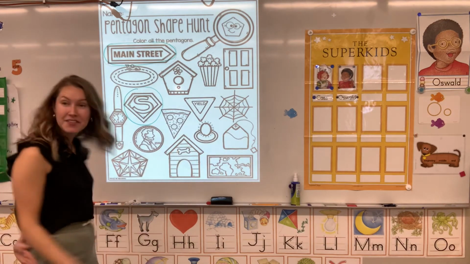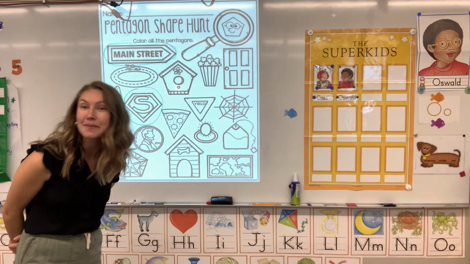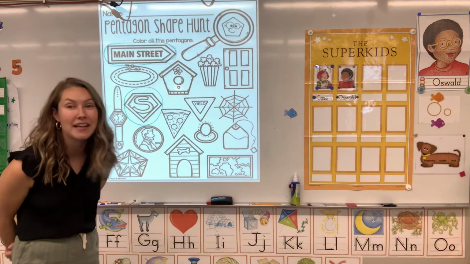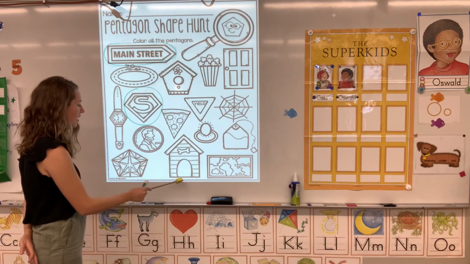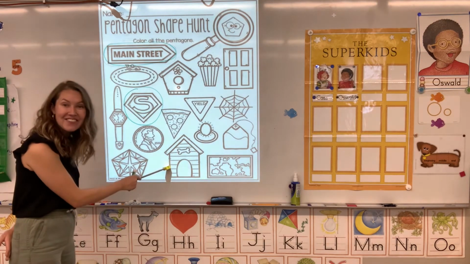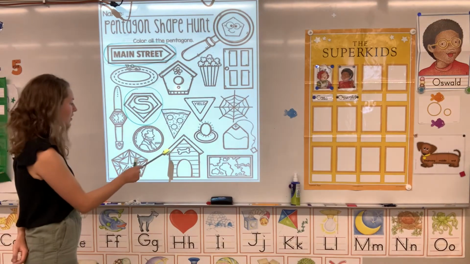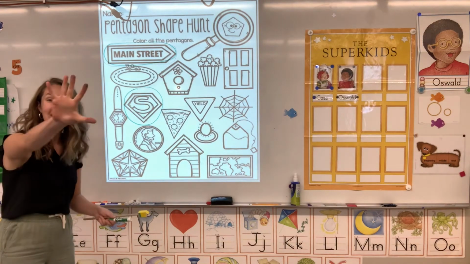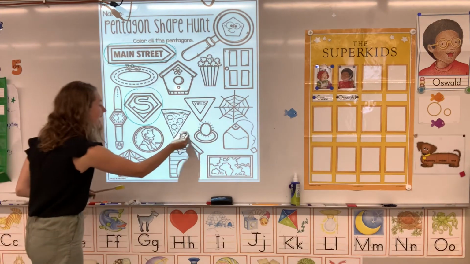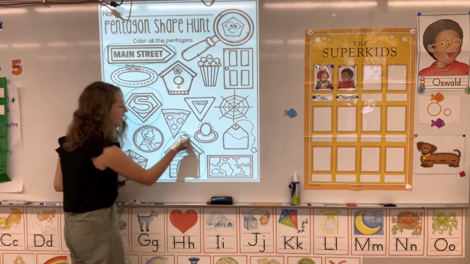Oh, this doghouse. We just talked about that when we were looking at the picture of a pentagon. Let's count the sides. 1, 2, 3, 4, 5. And let's count the points to make sure. 1, 2, 3, 4, 5. It has 5. That means it's a pentagon. So I'm going to circle it.